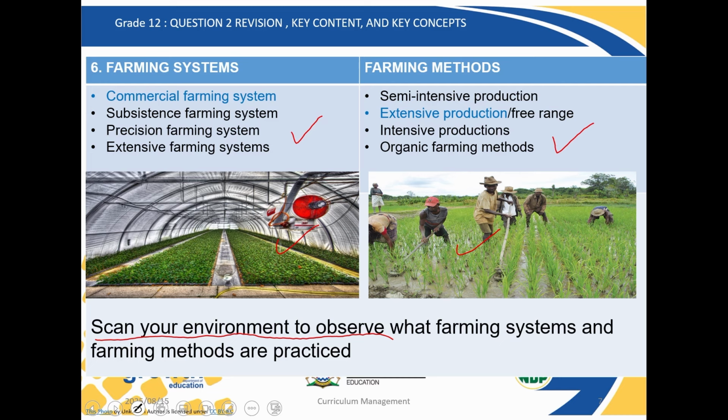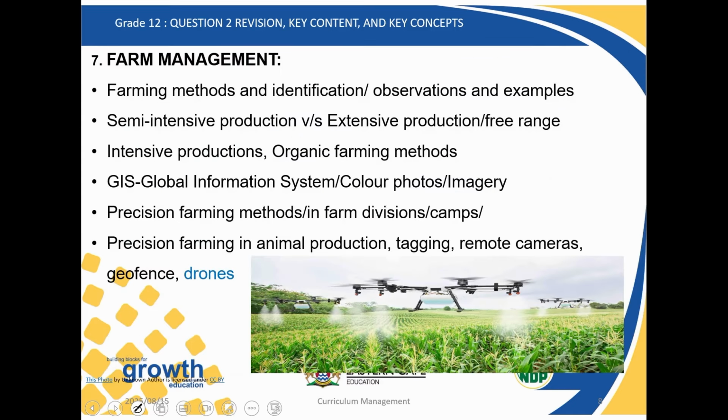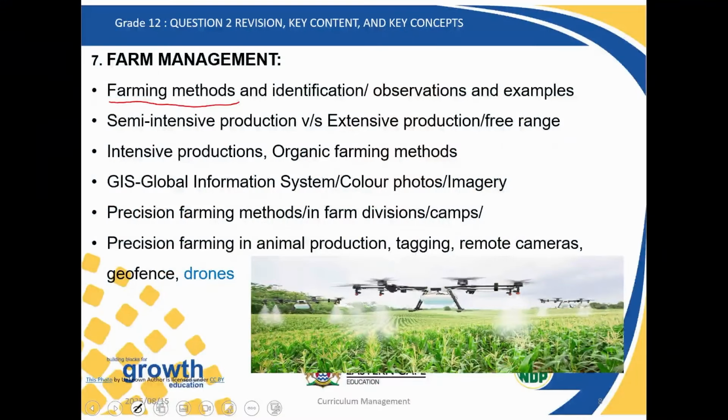Once again, farming methods are not the same as the farming systems. They are not the same. You must be able to differentiate that. And then we also have this one here, number 7, farm management. Now, here we talk about farming methods flowing from the previous slides, the identification and the observation of those examples.